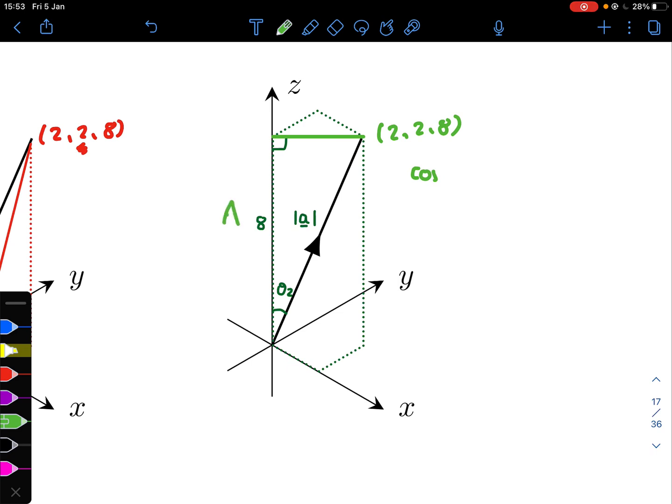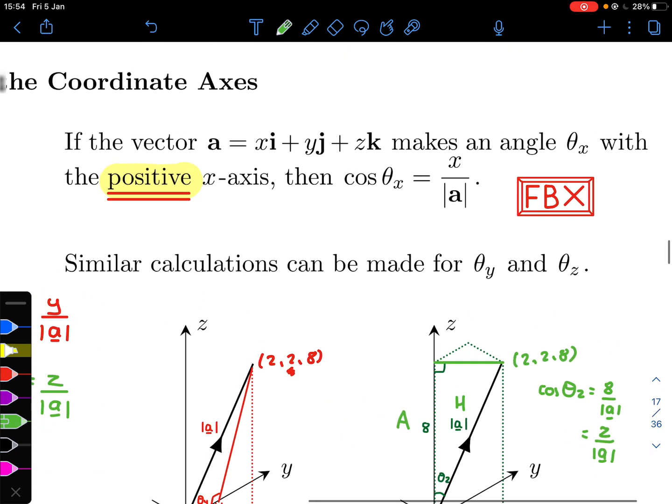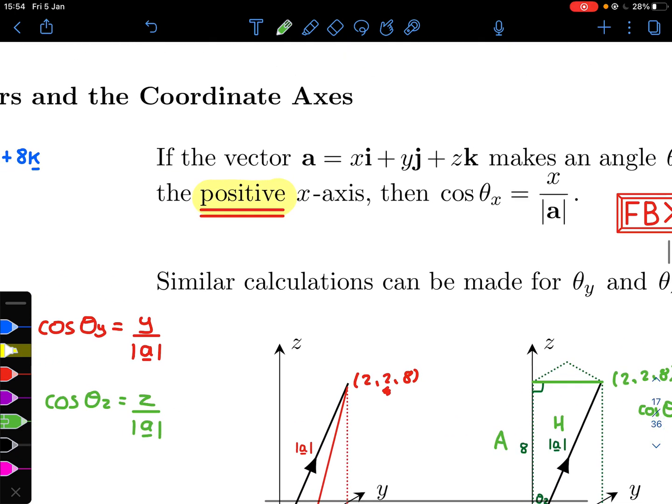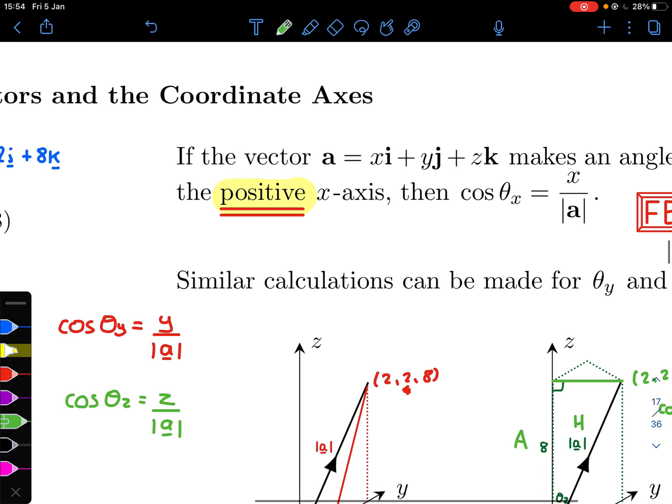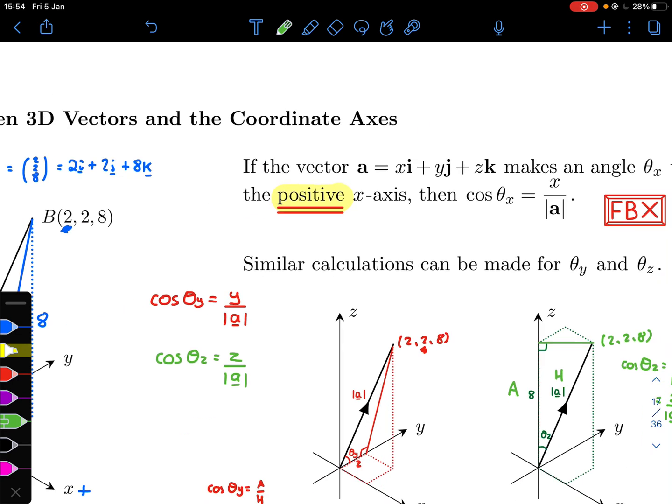It's again the adjacent and the hypotenuse that we're using, so it's again cos of theta z equals the 8 over the magnitude, and that 8 was the z component. So that's where the 3 formulae come from. You don't need to reproduce that, but you do need to learn the formulas, or if you don't learn them, remember where they came from.